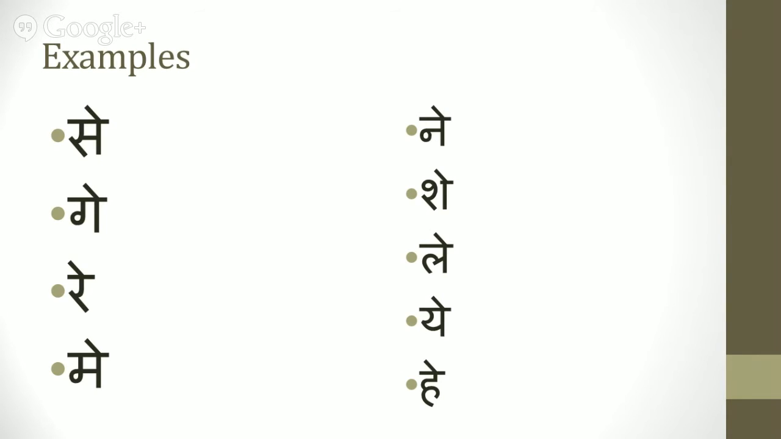So now here are similar examples. Number 1, say. Number 2, ye. Number 3, re. Number 4, me. Number 5, ne. Number 6, she. Number 7, lay. Number 8, yay. Don't be so excited. What number was I on? Number 8 is yay. And number 9 is hey.